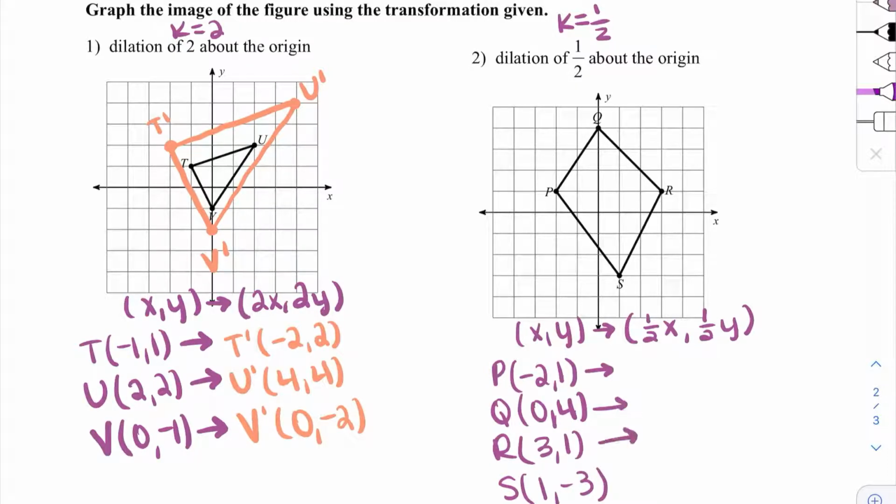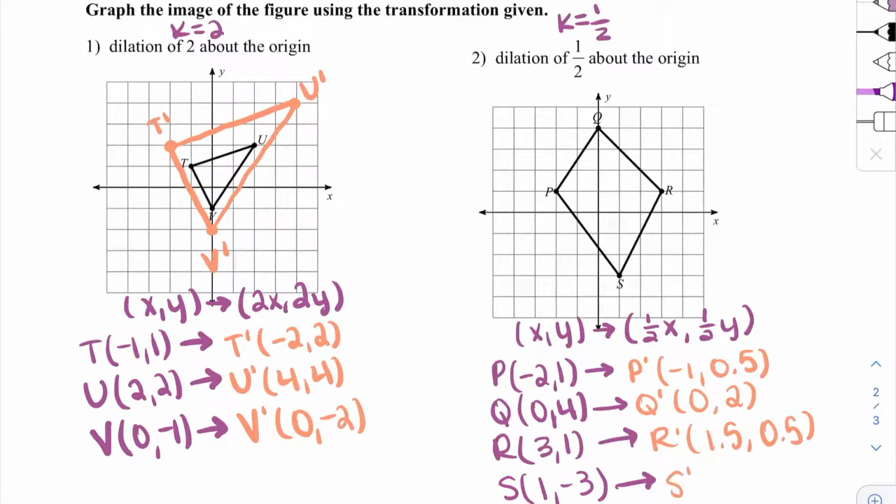Now we're going to apply the rule. Our rule says to multiply by 1/2, which is just taking half of a number, the same thing as dividing by 2. So our new point P will become (-1, 0.5), which is a half. Our new Q, 0 will stay 0, and half of 4 is 2, so (0, 2). Our new R will be (1.5, 0.5). And our new S will become (0.5, -1.5).